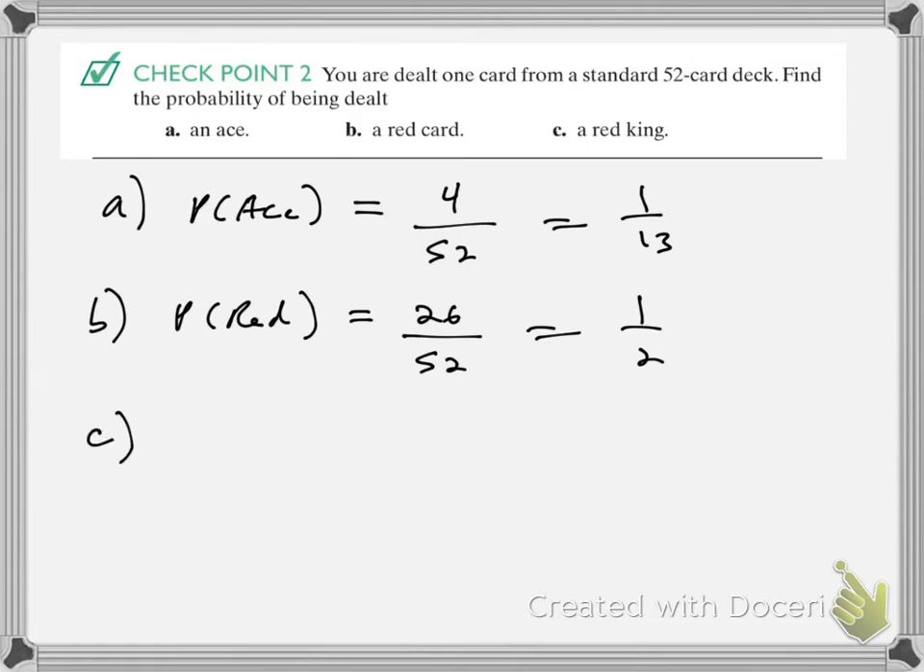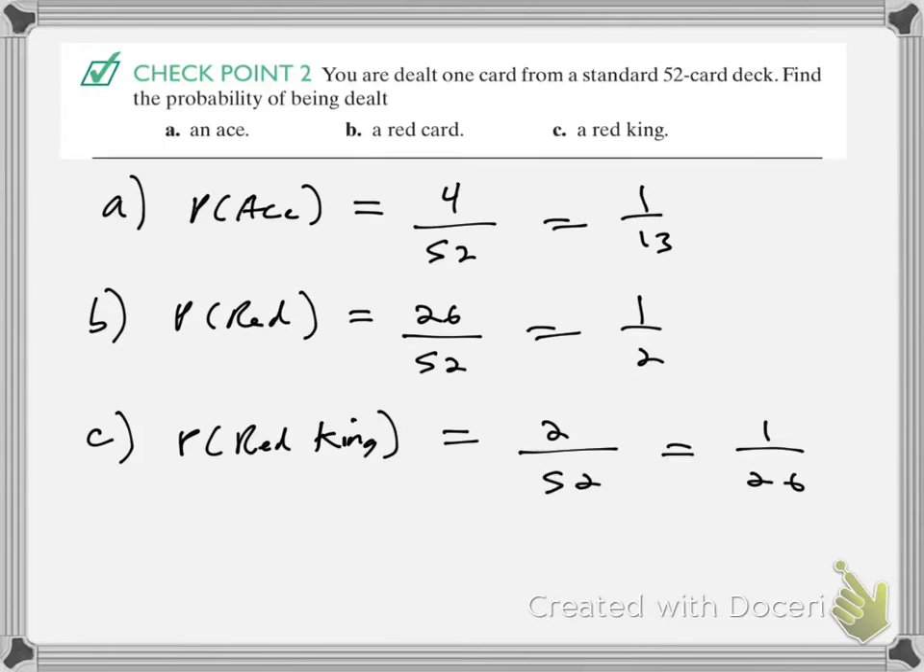A red king. Well, how many red kings are there? Well, there's 4 kings. Probability of a red king. There are 4 kings. 2 of them are red and 2 of them are black. So this would be 2 out of 52, which is 1 out of 26 chance of pulling out a red king.